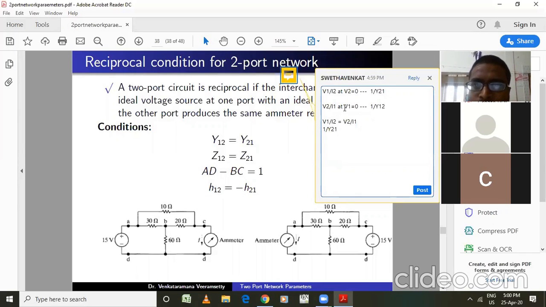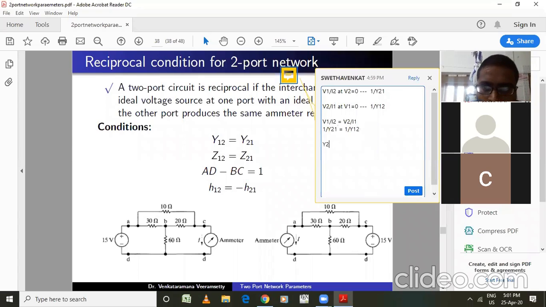So as per the reciprocal condition, V1 by I2 must be equal to V2 by I1. V1 by I2 is nothing but 1 by Y12, which is equal to V2 by I1, which is equal to 1 by Y21. So 1 by Y21 equals 1 by Y12, so this can be written as Y21 equal to Y12.